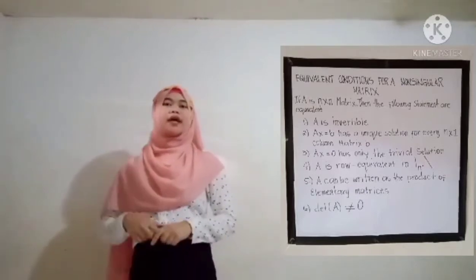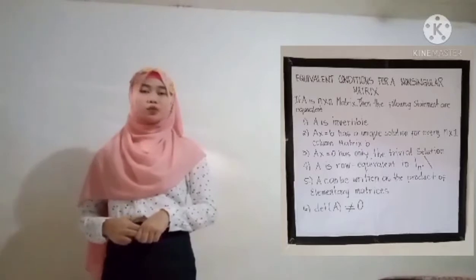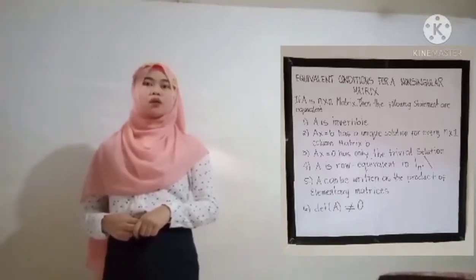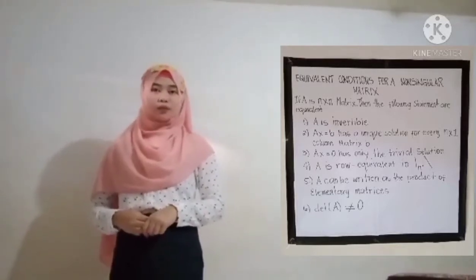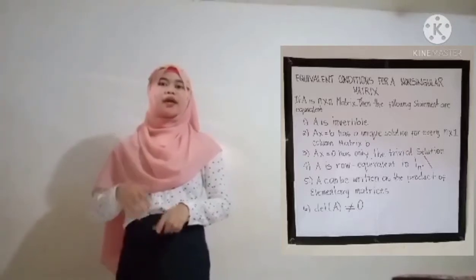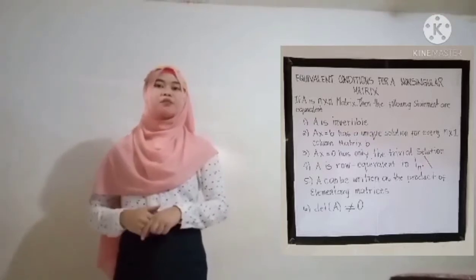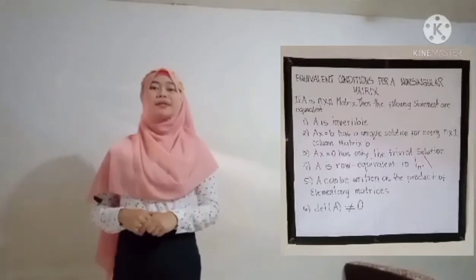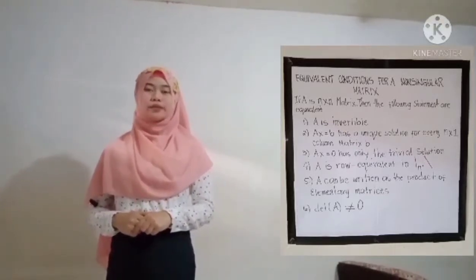Number 1, A is invertible. Number 2, AX equals B has a unique solution for every n times 1 column matrix B. Number 3, AX equals 0 has only the trivial solution. Number 4, A is row equivalent to the identity matrix I_n. Number 5, A can be written as the product of elementary matrices. Number 6, the determinant of A is not equal to 0.